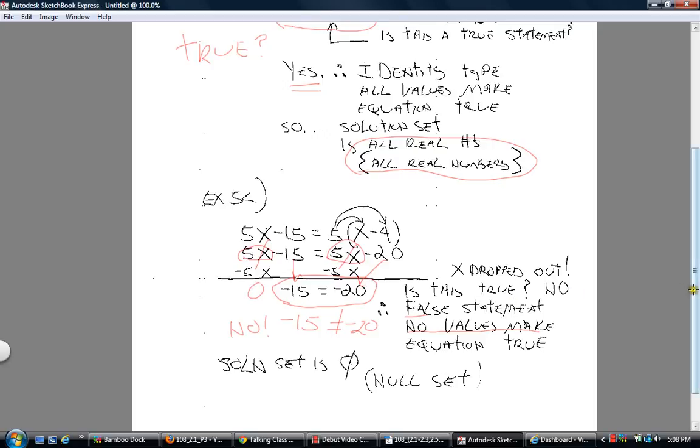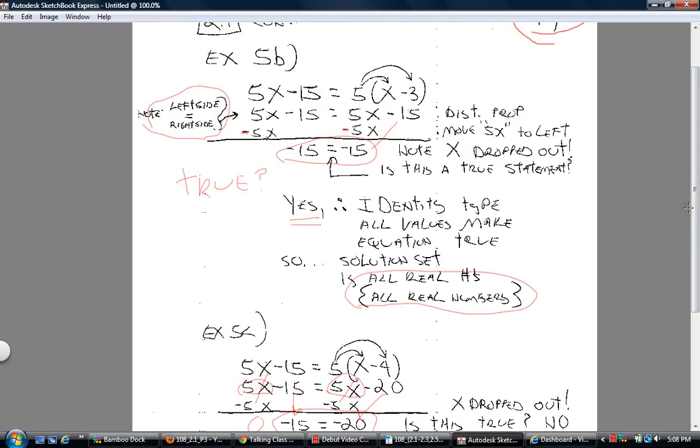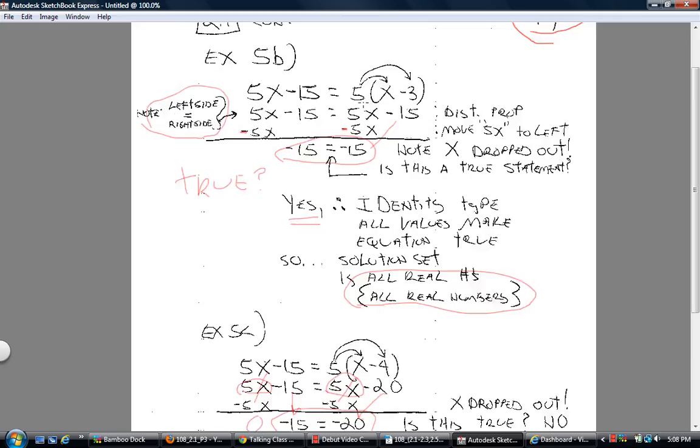On the other hand, let me come up here and make this comment. When you have an identity type, no matter what value you put in for x, you put x equals 1, you put x equals 15, x equals 100, it will make the left side equal to the right side. That's why there are many solutions. Sorry, I forgot to tell you that.